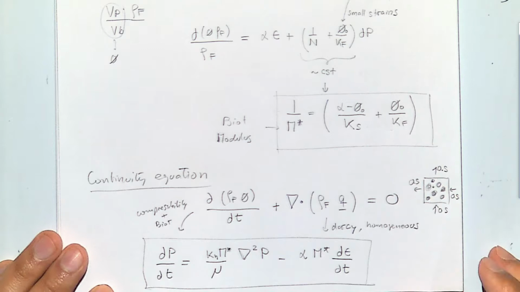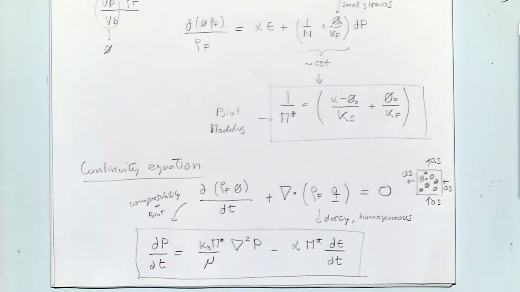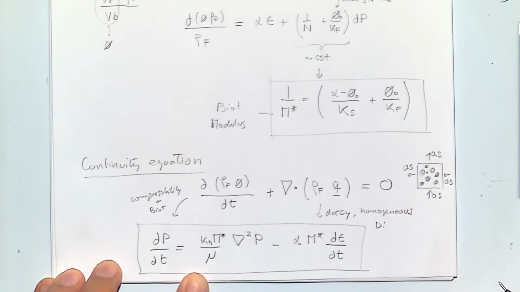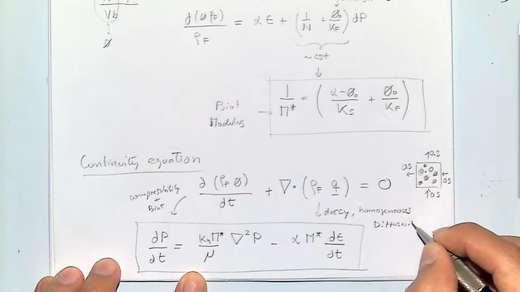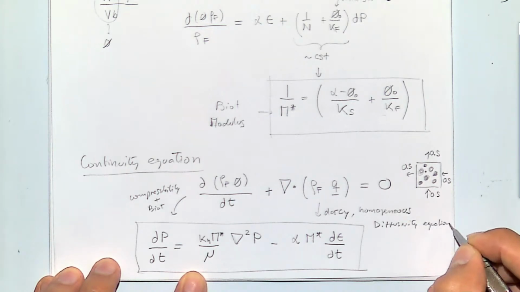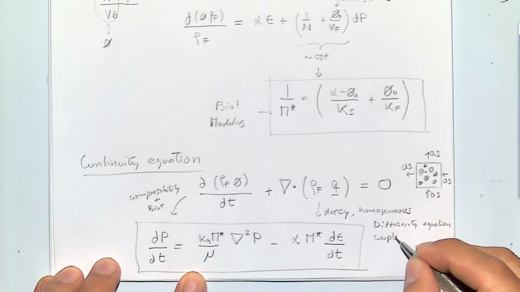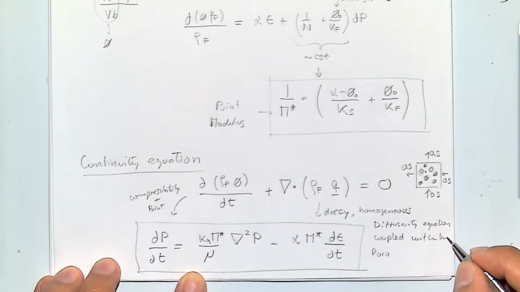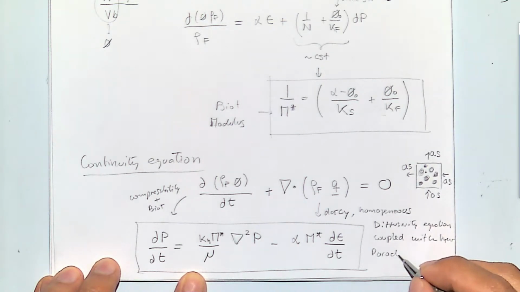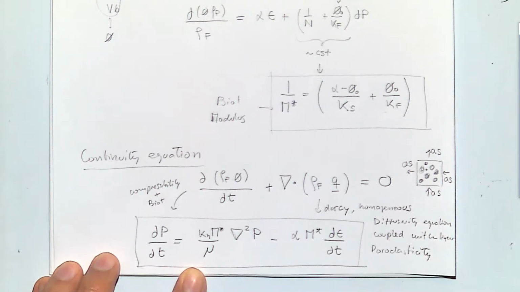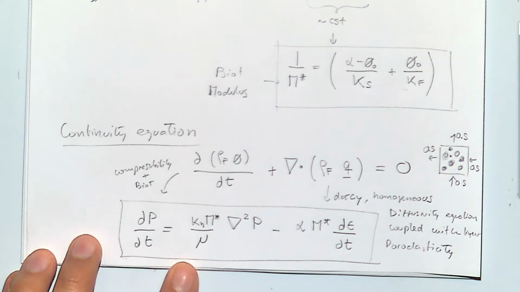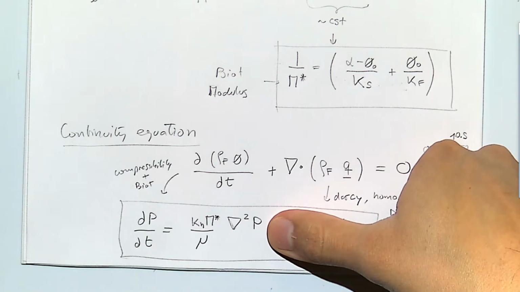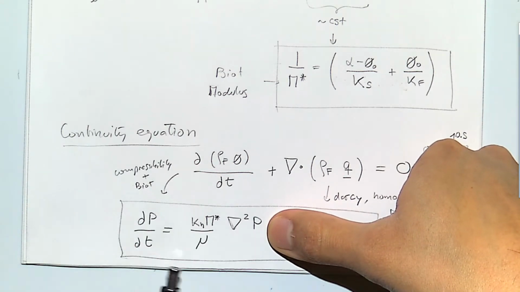Okay, so just to do the math, let me write what this is. This is the diffusivity equation coupled with poroelasticity, linear poroelasticity. So those of you that have taken a course in, for example, reservoir simulation, you worked on solving this part of the equation: variation of pressure as a function of variation of time.